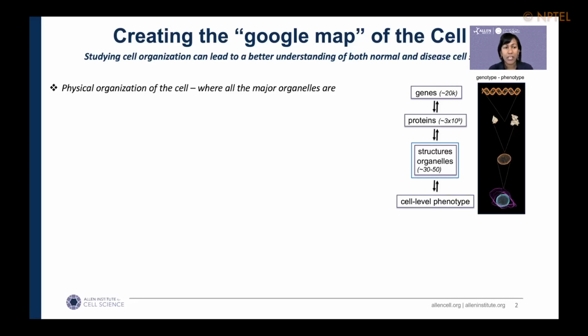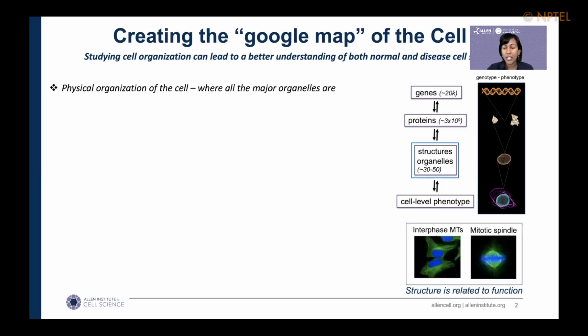So that is what I mean here. We're trying to understand the physical organization or the map of the cell. And one of the reasons we are doing this is because we believe a lot of cell behavior, cell function can be understood by looking at the major structures of the cell.